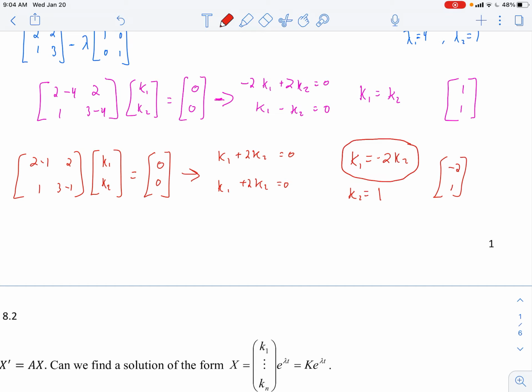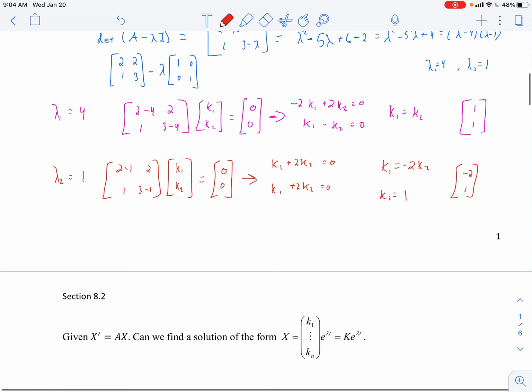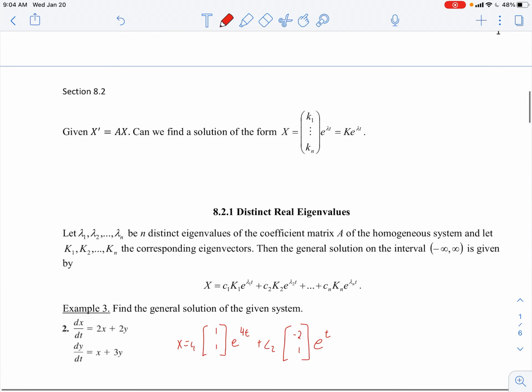Again, we want to keep this simple. So we don't want to do 0, 0, because you don't want that as your solution vector. So let's say k sub 2 was 1. If k sub 2 is 1, then k sub 1 is going to be negative 2. And there's our eigenvector. So there we have 2 eigenvectors and we are finished. We found our eigenvectors and our eigenvalues.